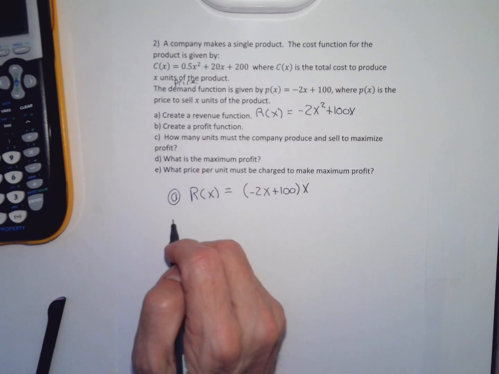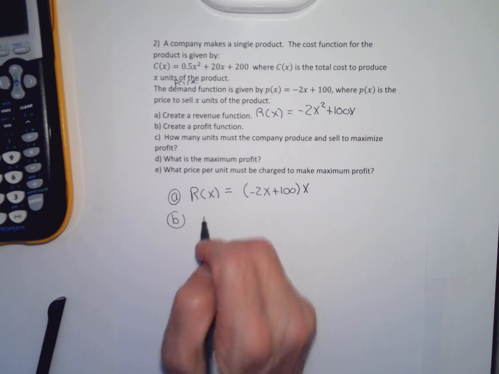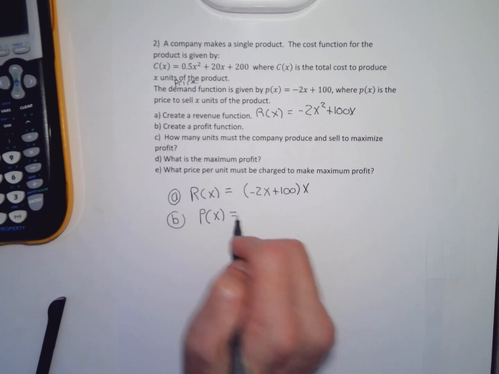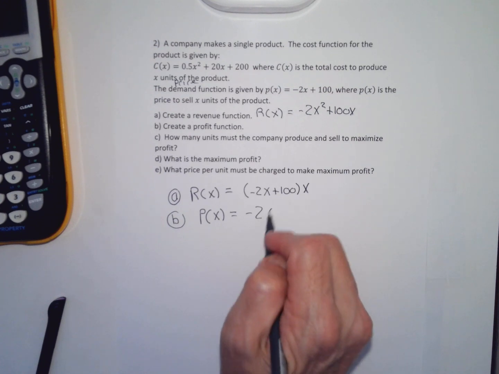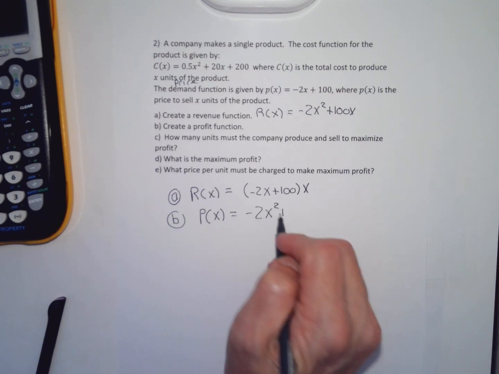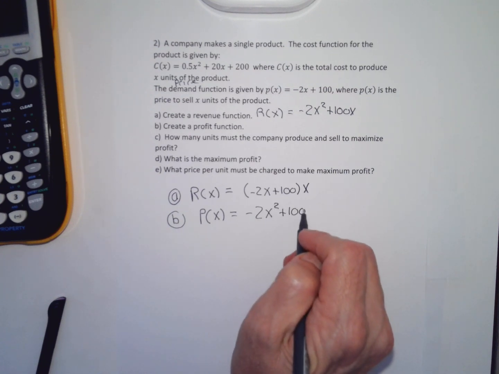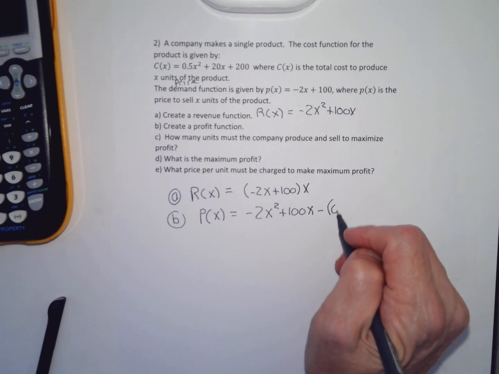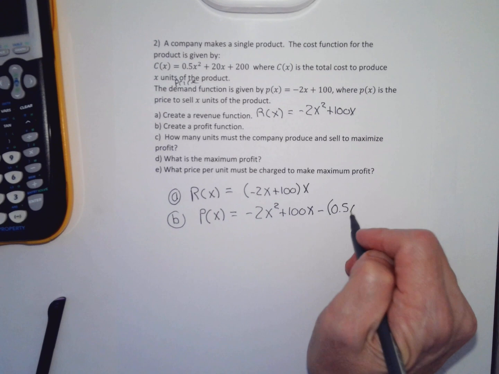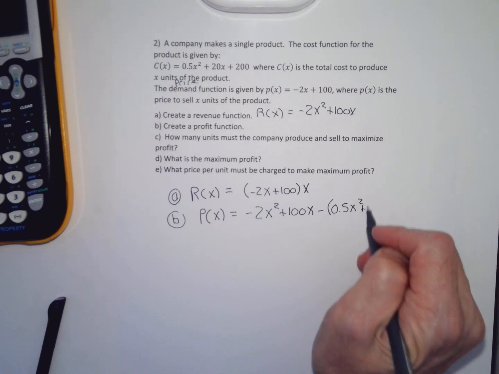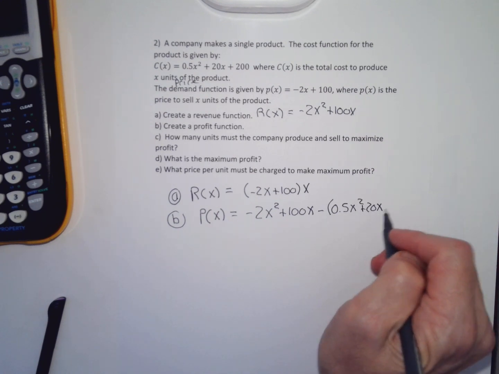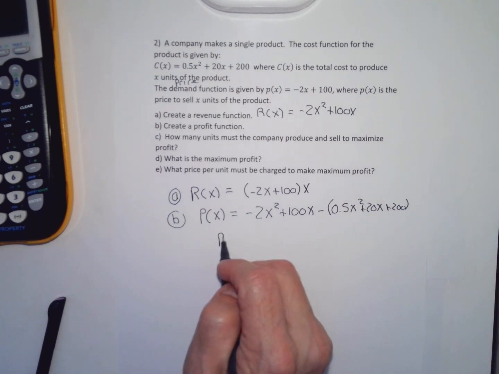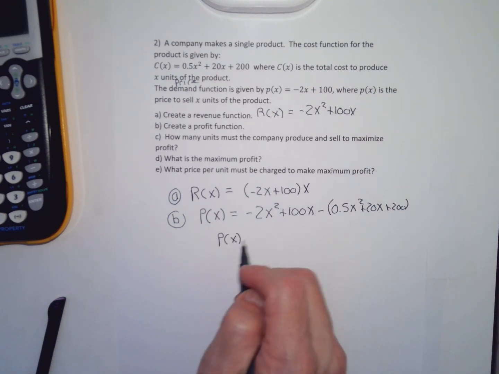Part B wants me to create a profit function. Well, I know that profit is revenue minus cost. I just figured out the revenue function is negative 2x squared plus 100x. Now I need to subtract the cost function in a parentheses of 0.5x squared plus 20x plus 200. Clear the parentheses and I'll get my profit function quickly here.